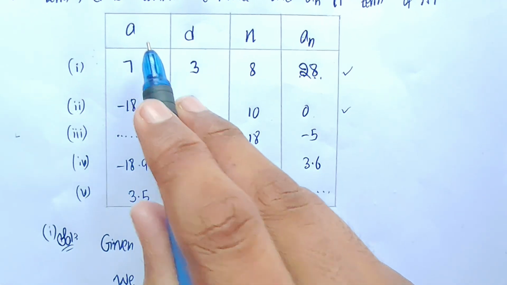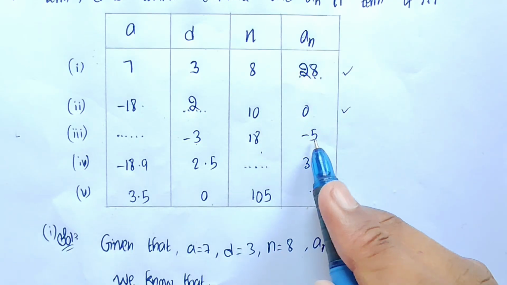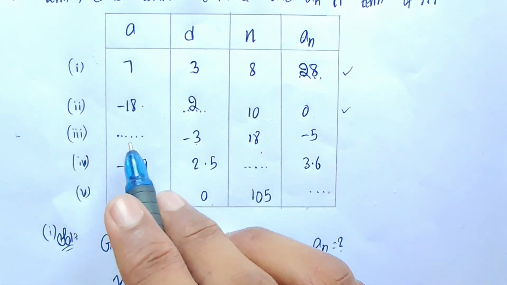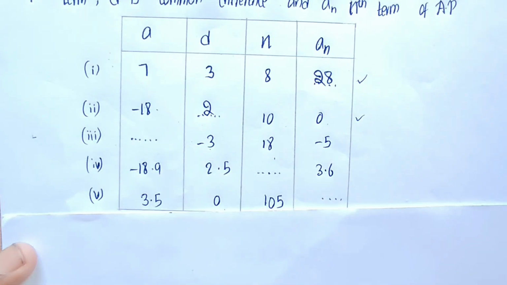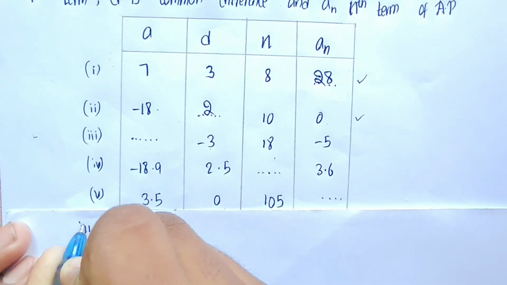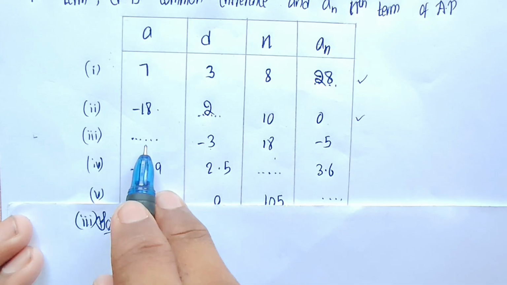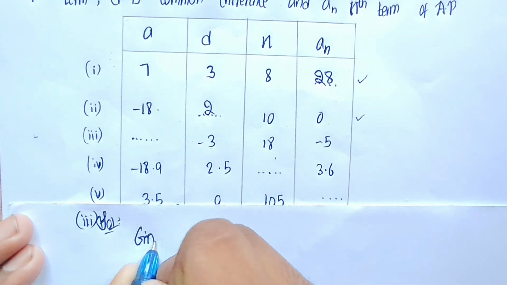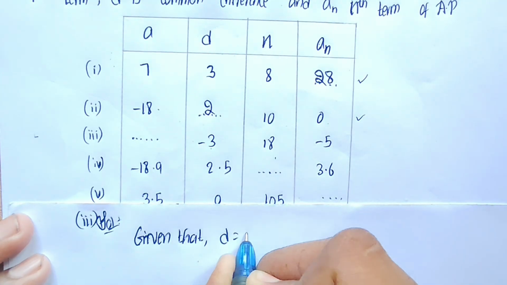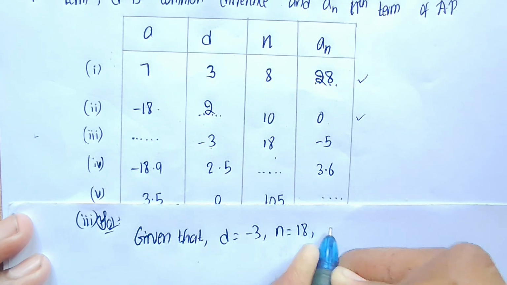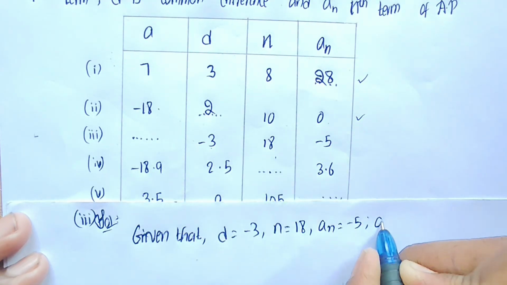In this question, he gave the value of d equals minus 3, n equals 18, a_n equals minus 5, and he asked to find out the value of a. Let us see the third problem. In the third problem, given that d equals minus 3, n equals 18, a_n equals minus 5, and he asked to find out the value of a.